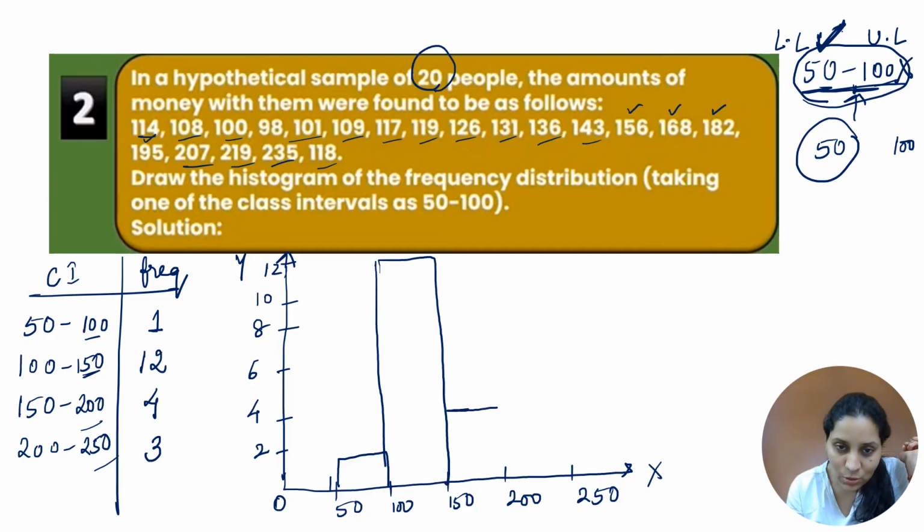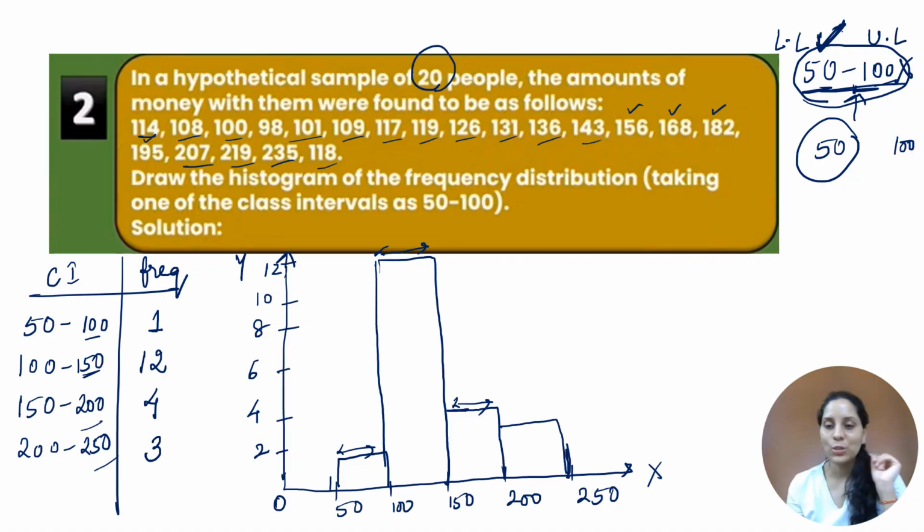See, there is no spacing between them, and the width of the rectangles should be uniform throughout. 200 to 250 is 3, a little less than 4. Yes, this is the histogram. This is just a rough look, but I hope it is clear how to construct a histogram.